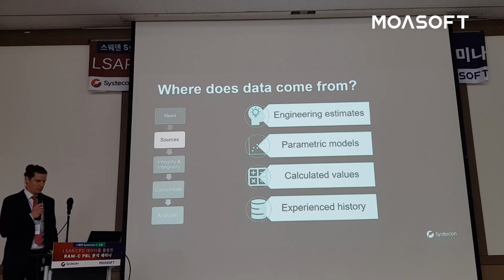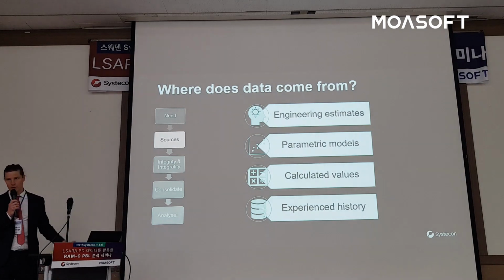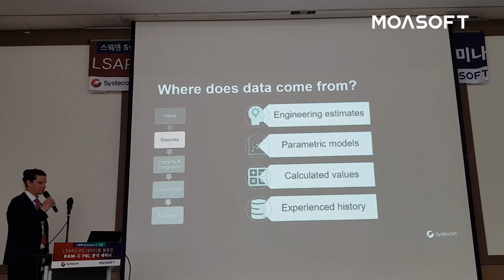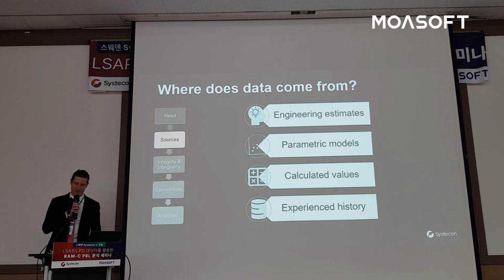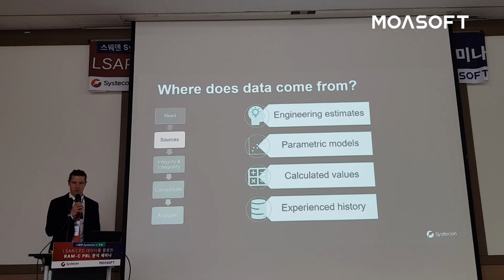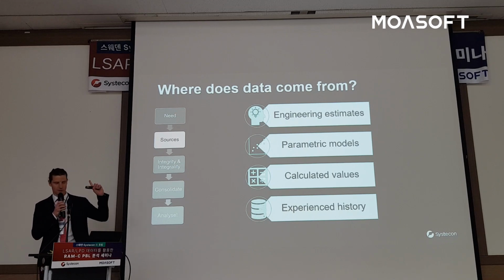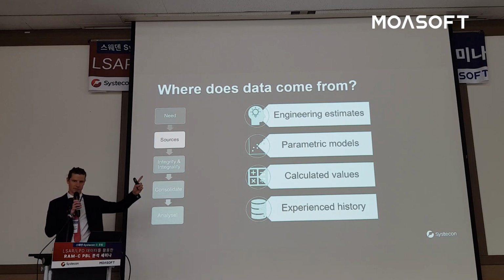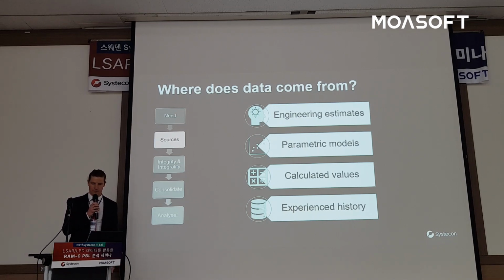So, some words on the data sources. Where can we find this information? The traditional way is what we often refer to as engineering estimates. So someone who worked with this type of systems before, they put the finger in there and they say, I think it's 5. And then we go for that.